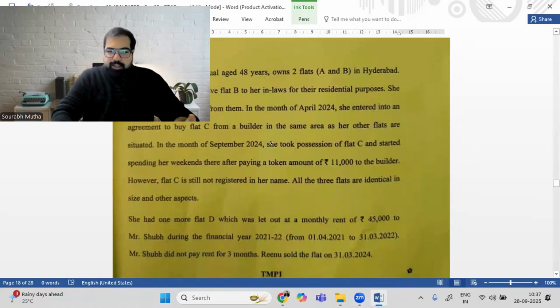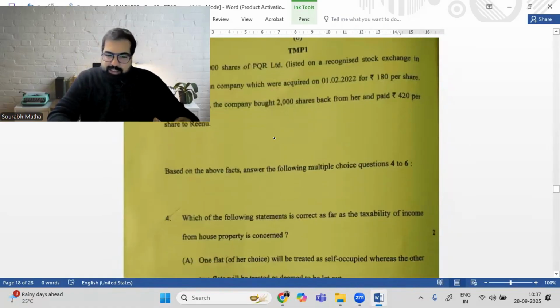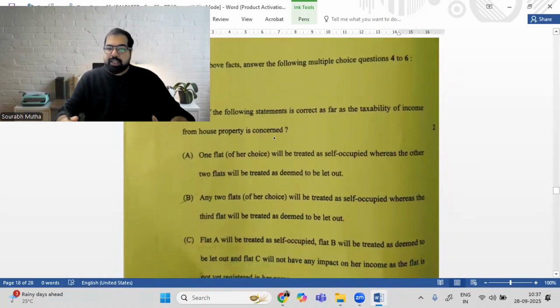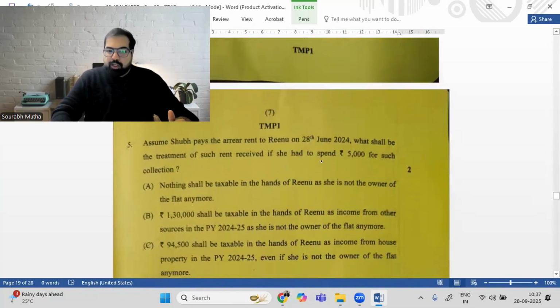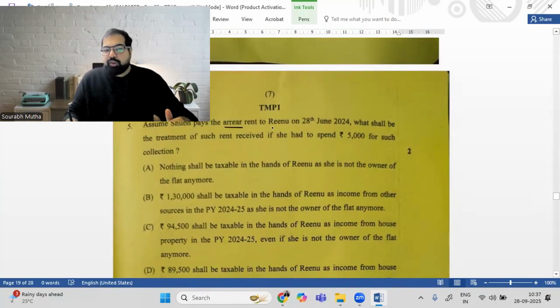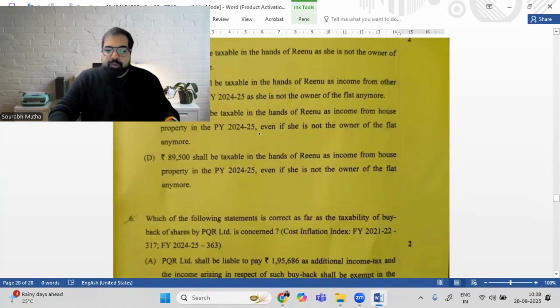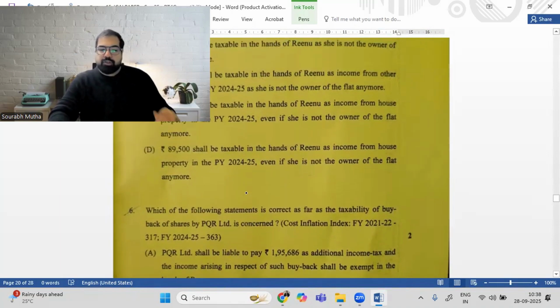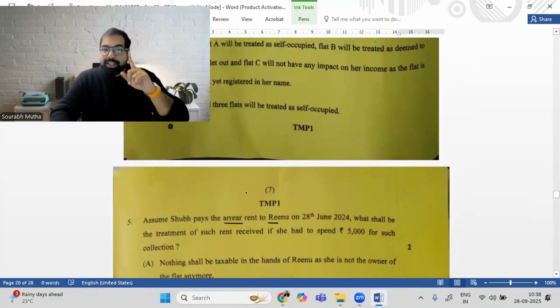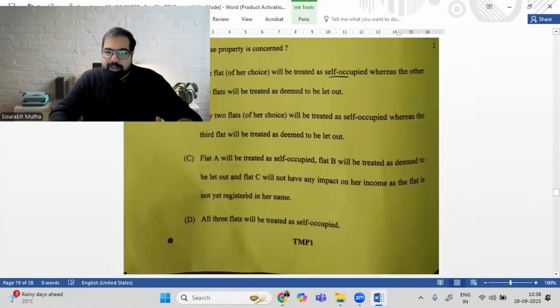So in this case scenario too, Renu has some questions. Let's see what the questions are. Which of the following statements is correct? One flat will be considered SOP. Something about SOPs. We'll have to look at the SOPs. Assume Shipik pays arrears of rent to Renu. So there'll be some arrears of rent which are being paid. Remember section 25A. And last is which of the following statements is correct as far as the taxability of buyback of shares. So there's something called buyback of shares, which we were expecting, remember, because this is a new amendment.